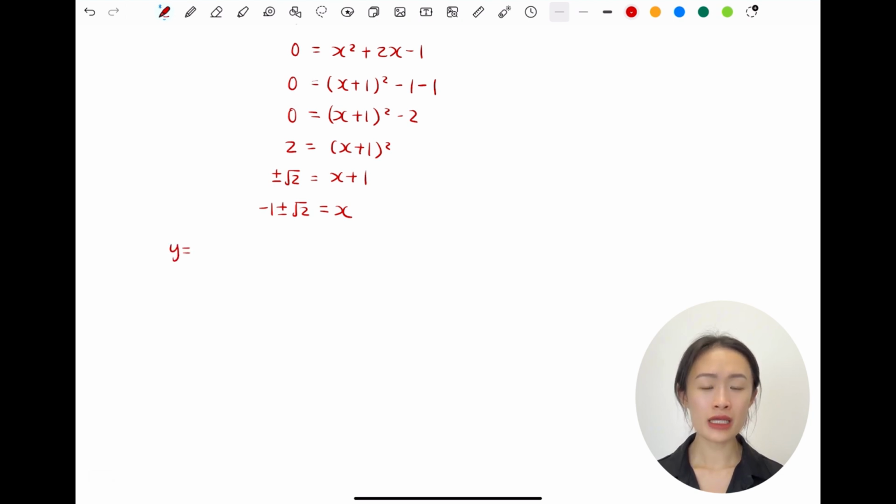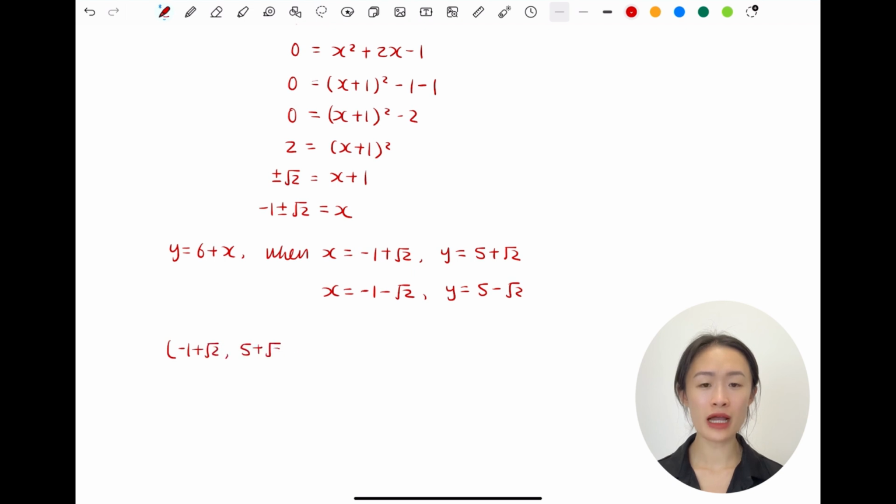And we know y is 6 plus x. Therefore, when x is negative 1 plus root 2, we have 5 plus root 2 as its y value. However, if x is negative 1 take away root 2, then we have y to be 5 take away root 2. In this question, we also have two solutions. Okay, now moving on to the next one.